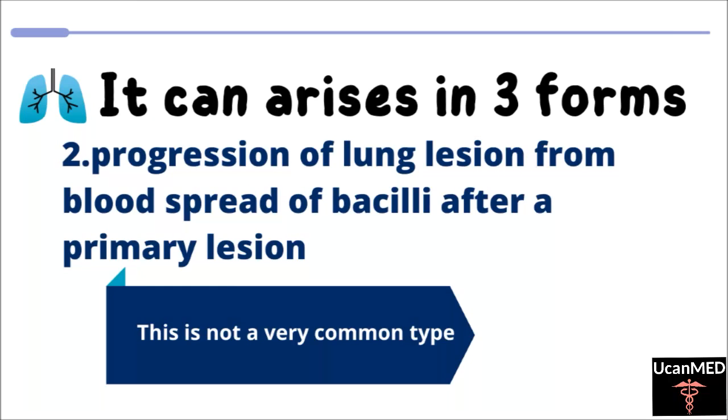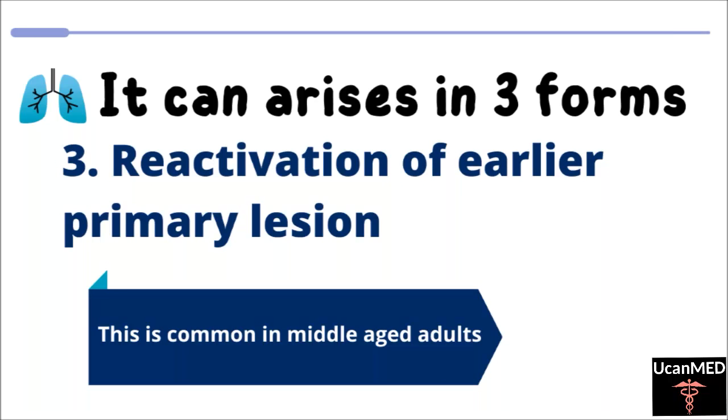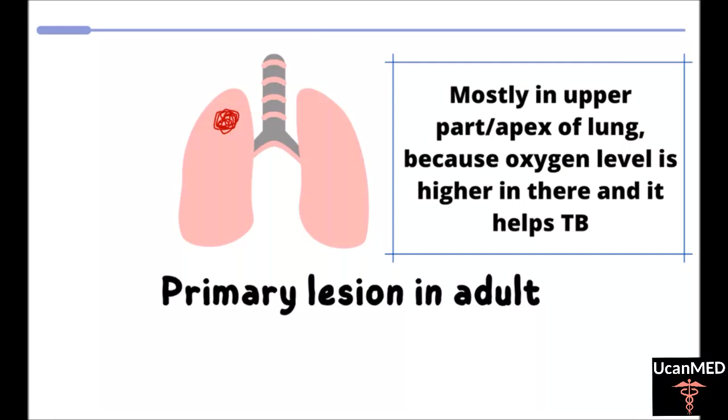The second form is progression of lung lesions from blood spread of bacilli after a primary lesion. This is not a very common type. The third form is reactivation of an earlier primary lesion. This is common in middle-aged adults. Here you can see the primary lesion in an adult, mostly in the upper part of the lung, because the oxygen level is higher in the upper part, so it helps tuberculosis.